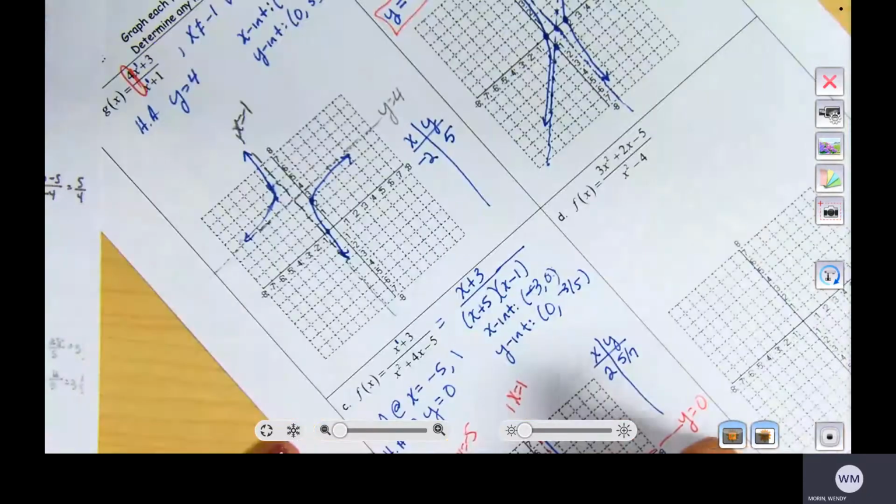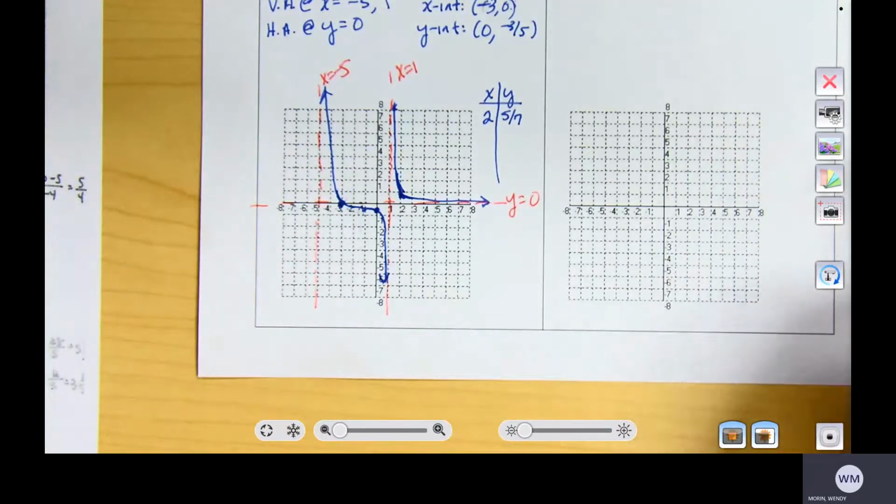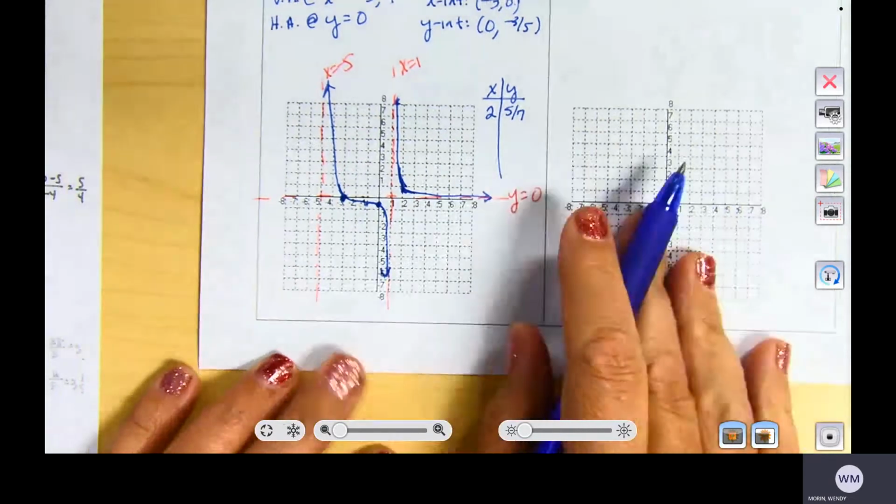Use a pencil if it helps, or erasable pen. Again, try not to touch the asymptotes. They're not going to touch, and they're not going to curve. It's not going to curve back in, okay?